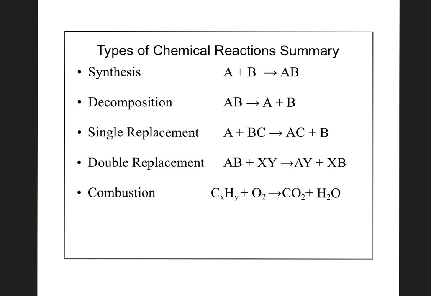And then last is combustion. We have a hydrocarbon, so some number of carbon in a compound with some number of hydrogen reacts with oxygen gas, and the products are always CO2 and H2O. So knowing those types of reactions, you will start to see patterns which will allow us to predict products of a chemical reaction.